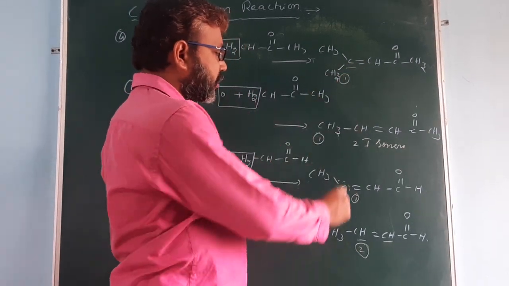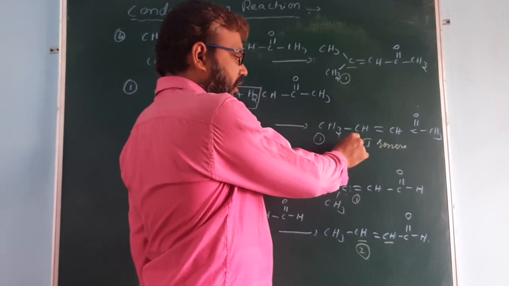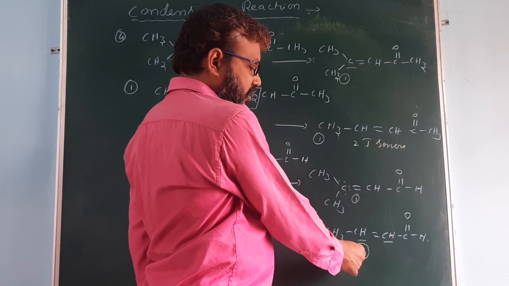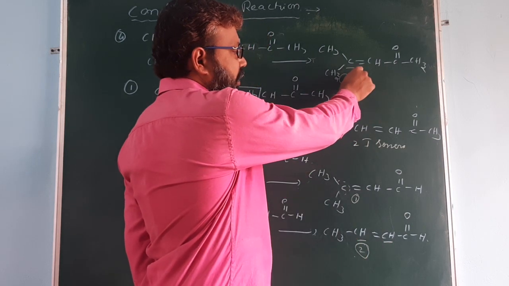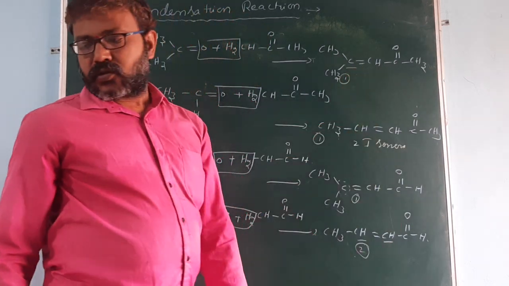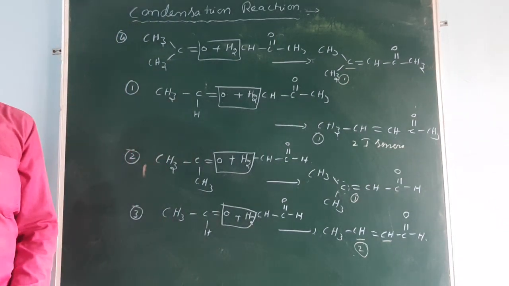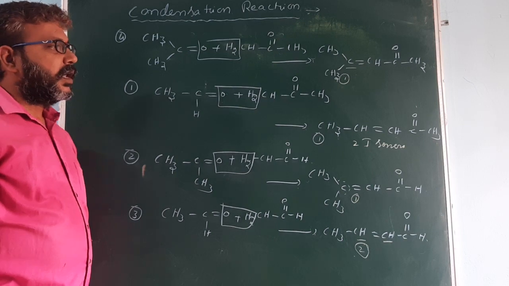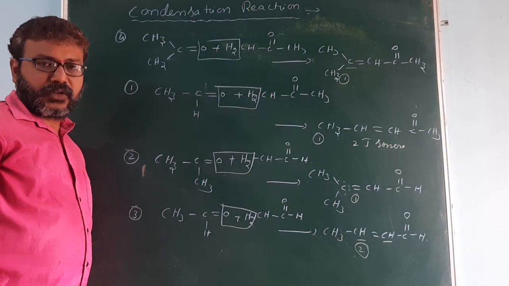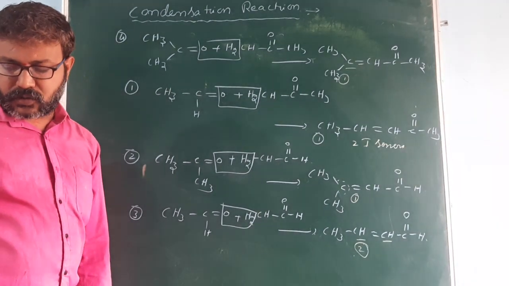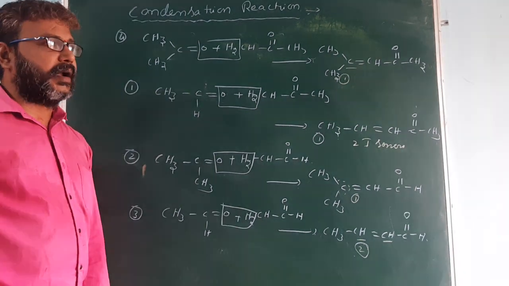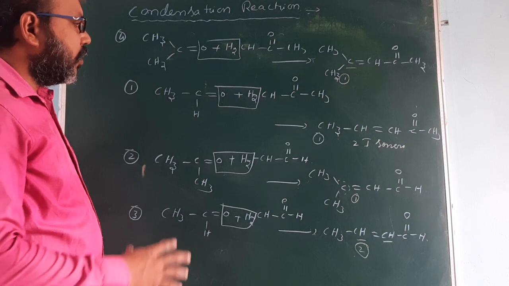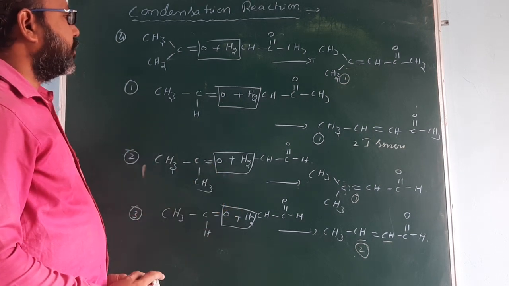The number of products: here 2 geometrical isomers. 2 gives 1 isomer, 3 gives 2 geometrical isomers, and 5 gives only 1 isomer. So 1 mole acetaldehyde and 1 mole acetone undergo aldol condensation. The number of possible isomeric products is 6. Now, which product is major?